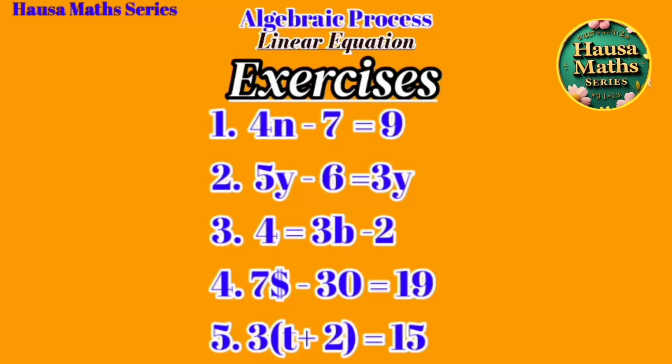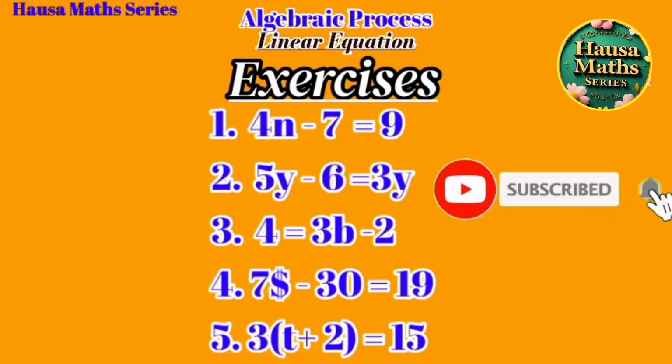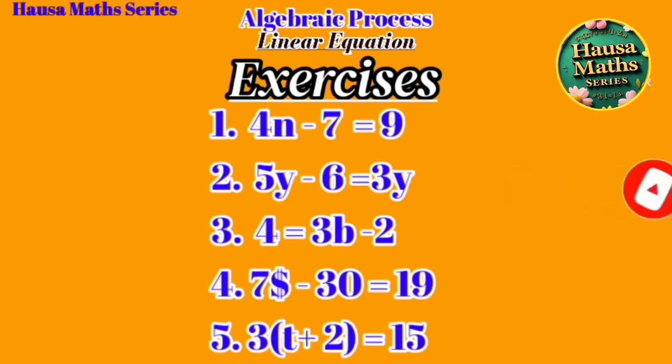So we have come to an end of this lesson. Let's take some exercises. Make sure that you are practicing. Practice makes perfect. Number 1, we have 4n minus 7 is 9. Number 2, we have 5y minus 6 is 3y. Number 3, we have 4 is equal to 3b minus 2. Number 4, we have 7x minus 30 is equal to 19. Number 5, we have 3 open bracket t plus 2 is equal to 15.